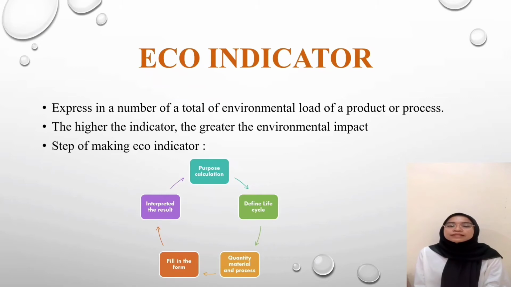There are a few steps to be done for making the eco-indicator. Firstly, establish the purpose of the eco-indicator calculation by defining the accuracy level of the product. Next, define the life cycle by drawing a schematic view. Then determine the functional unit and make assumptions for any missing data. Then fill in the amount of material and process.